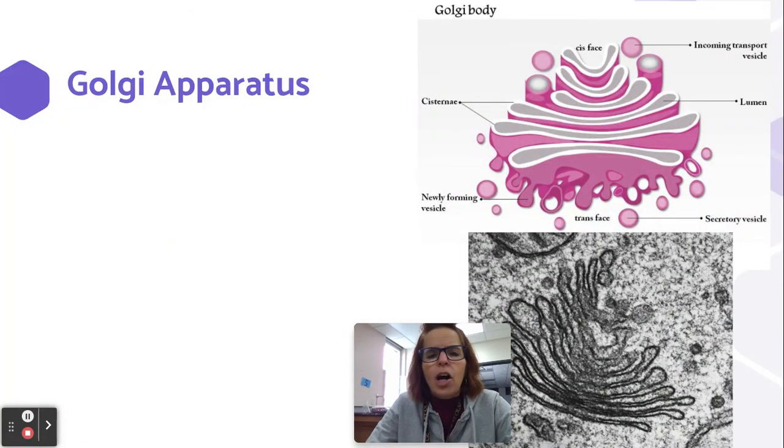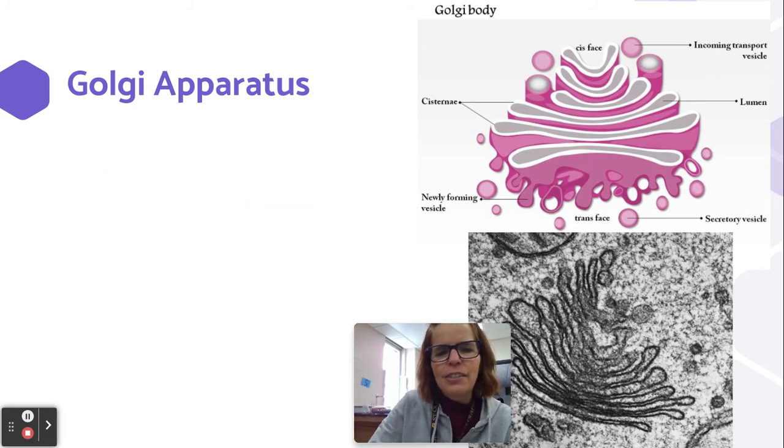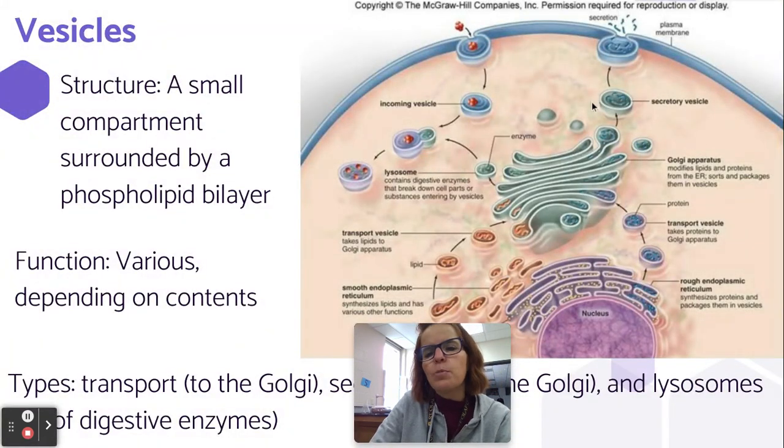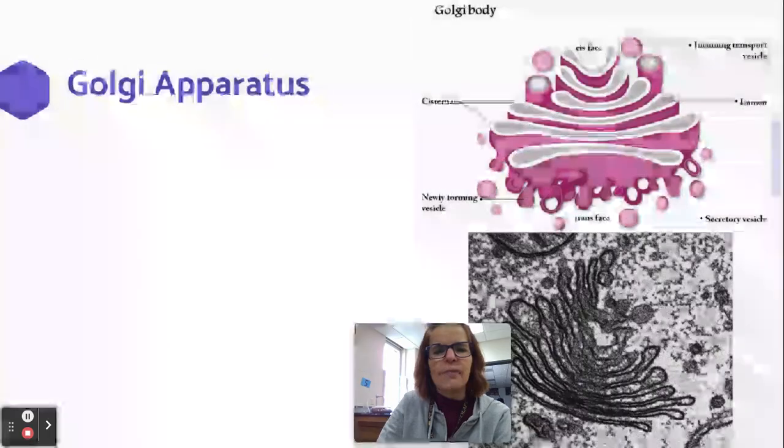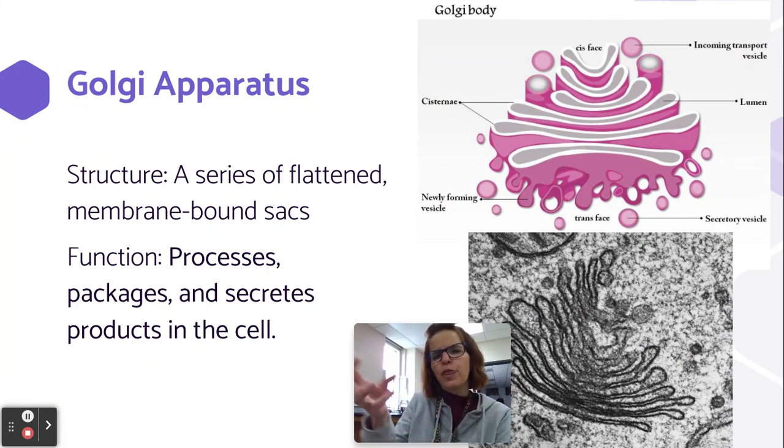All right, the Golgi apparatus, oftentimes called just the Golgi, Golgi body, Golgi structure. There's a bunch of names for Golgi. So it's a series of flattened membrane-bound sacs. And just to remind you, it was right here in the middle of the previous image. Its function is to take things that come into it and process them.